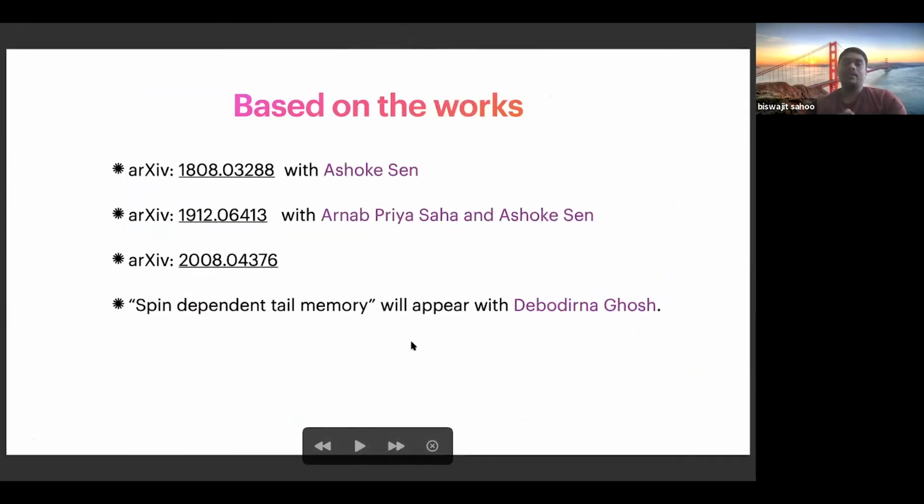I will mostly talk about these papers, which I worked on with Ashoke Sen and Arnab Priya Saha. Currently I am also working on a problem of determining spin-dependent tail memory, which will appear with Debodirna Ghosh.